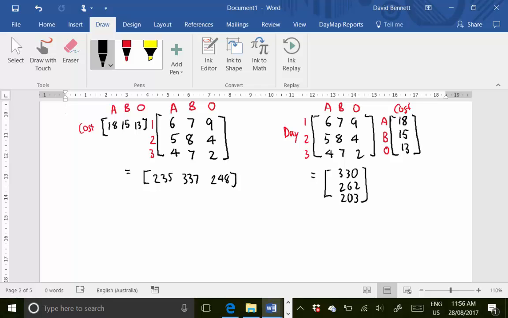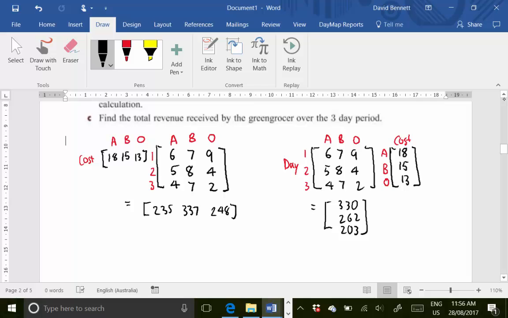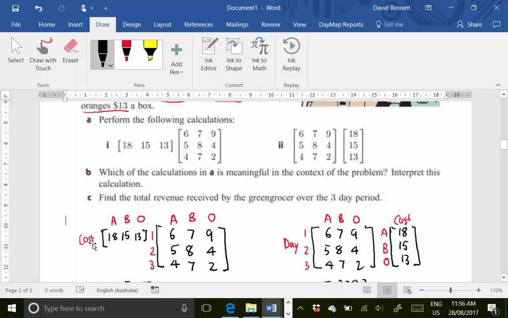So we've done the process. Now what this question is asking you, which is the right way of doing this, and I talked about this in class the other day, is to look at the information you're getting. If we look at this first matrix, we've got cost versus apples, bananas and oranges. This matrix tells me in day 1 I sell 6 boxes of apples, 7 boxes of bananas and 9 boxes of oranges. Day 2, 5, 8 and 4, and day 3 there.